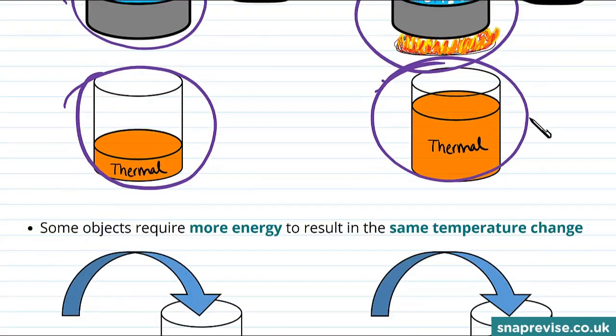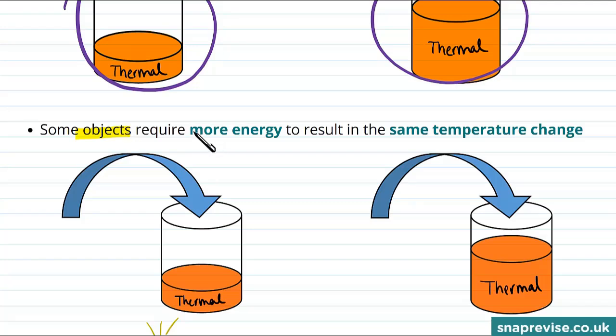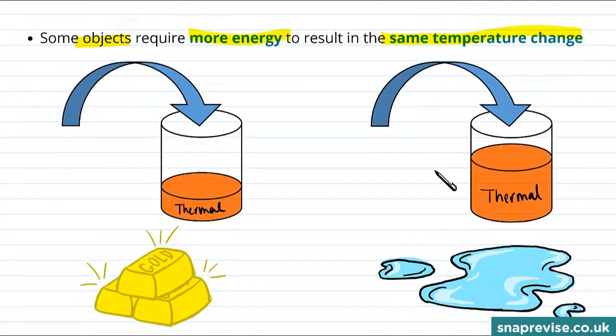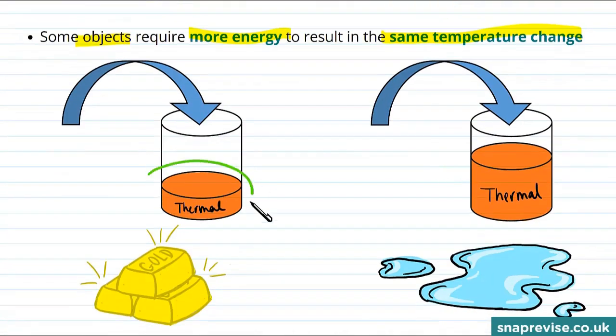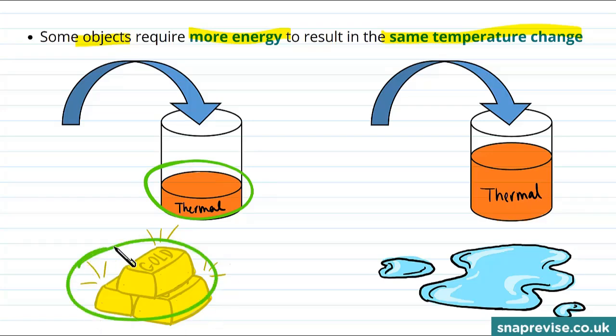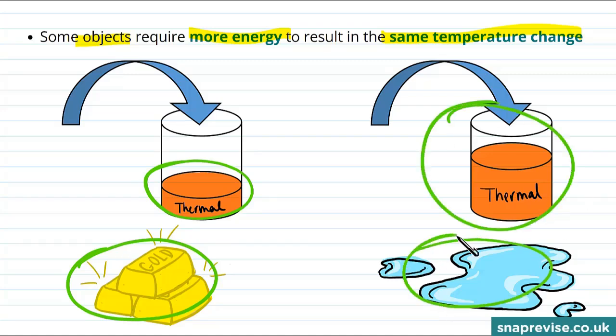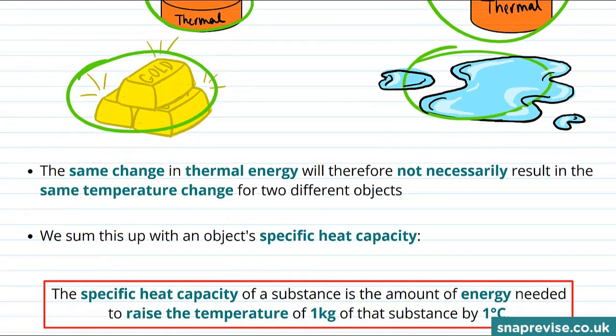More precisely, I want to make the point that some objects require more energy to result in the same temperature change as other objects. For example, it might only take a small amount of energy to raise the temperature of gold by, say, 1 degree centigrade, but it might turn out that it actually takes a lot more thermal energy to heat up some water by 1 degree centigrade. And the other way round to think of this point is that actually, if we give two objects the same amount of thermal energy, they won't necessarily end up having the same temperature change.